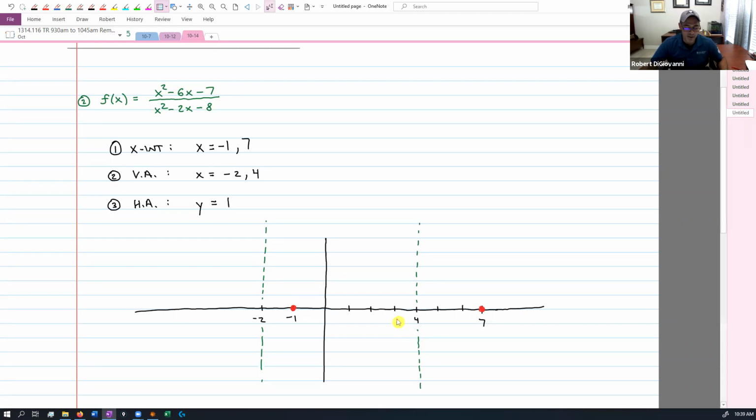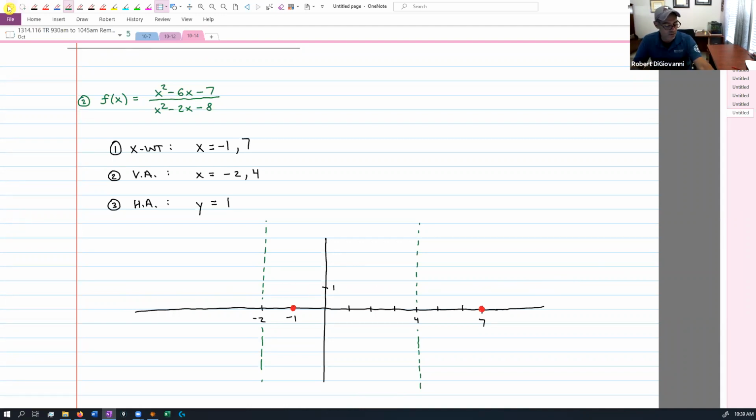And here's the one that always gets people. The horizontal asymptote is y = 1. So what I'm going to do is go to my y-axis. I'm going to go up 1, and I am not going to draw a line like this. I'm not even going to draw a dotted line all the way through like that. I'm not doing that because that's going to mess me up.